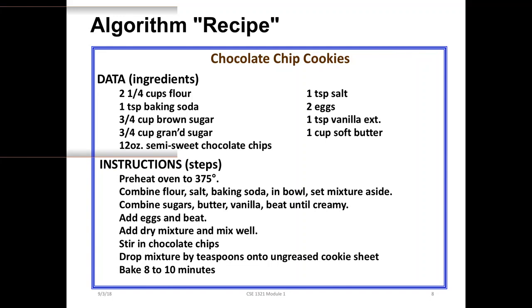What is the first instruction? Preheat oven to 375 degrees. Fahrenheit, maybe, or centigrade, maybe. Okay, then combine. The second step is combine flour, salt, baking soda in the bowl and mix. Set mixer aside.